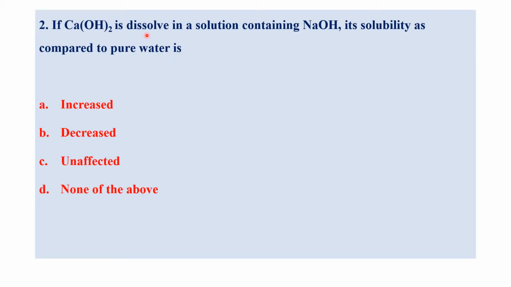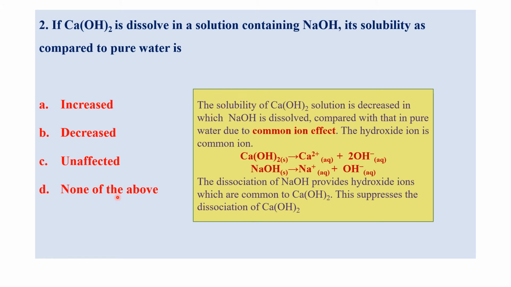If calcium hydroxide is dissolved in a solution containing sodium hydroxide, its solubility as compared to pure water is increased, decreased, unaffected, none of the above. Here a principle is involved that is known as common ion effect. In calcium hydroxide and sodium hydroxide, there is a common ion, the hydroxide ion, OH⁻. So this OH⁻ ion will suppress the solubility of calcium hydroxide. So the solubility of calcium hydroxide will decrease.